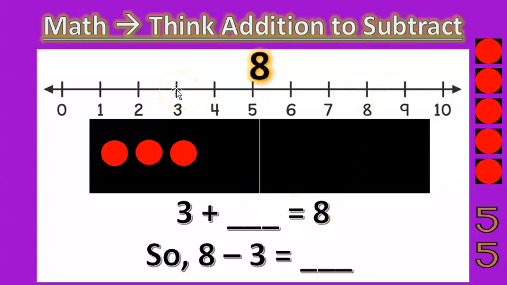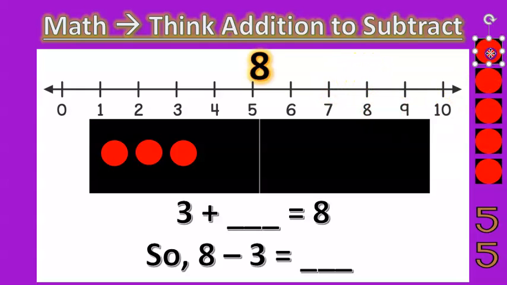So let's count together. Here we go. Count with me. 1, 2, 3, 4, 5. So boys and girls, how many red dots do we need in here? 5, okay, because we counted. Let's count again. 1, 2, 3, 4, 5.